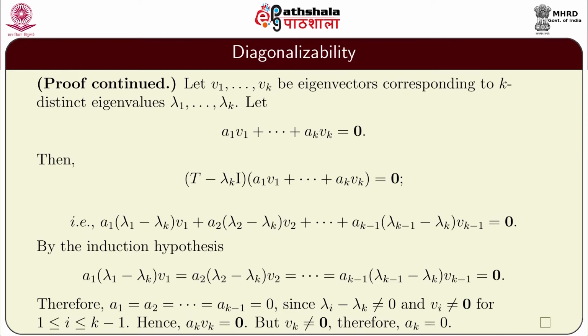The expression on the left hand side, that is T minus lambda k I of a1 V1 plus etcetera up to ak Vk, gives rise to this expression, that is a1 into lambda 1 minus lambda k V1 plus a2 into lambda 2 minus lambda k into V2 and so on, a k minus 1 into lambda k minus 1 minus lambda k into V k minus 1, and this sum is equal to the 0 vector.